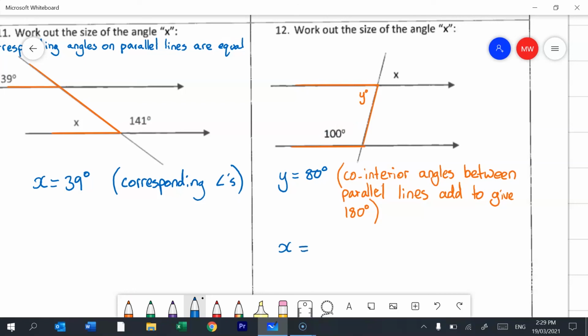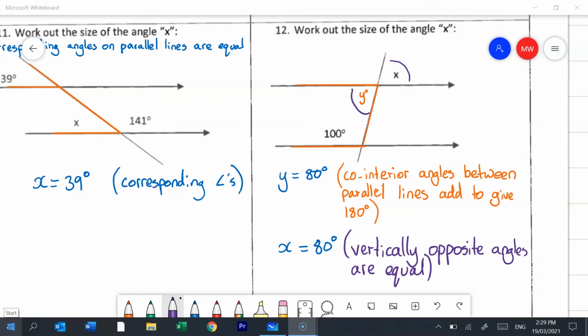x is also 80 degrees because vertically opposite angles are equal. These two angles are right opposite one another at a point, and so those angles will always be equal. So the trick to these questions is that there's lots of different ways to answer them, and this is just one of the ways to answer each of these questions. It's not the only way, it's just how you best see it. There's not one way that's more right than the other, but there are sometimes ways that are a bit more efficient than other ways.